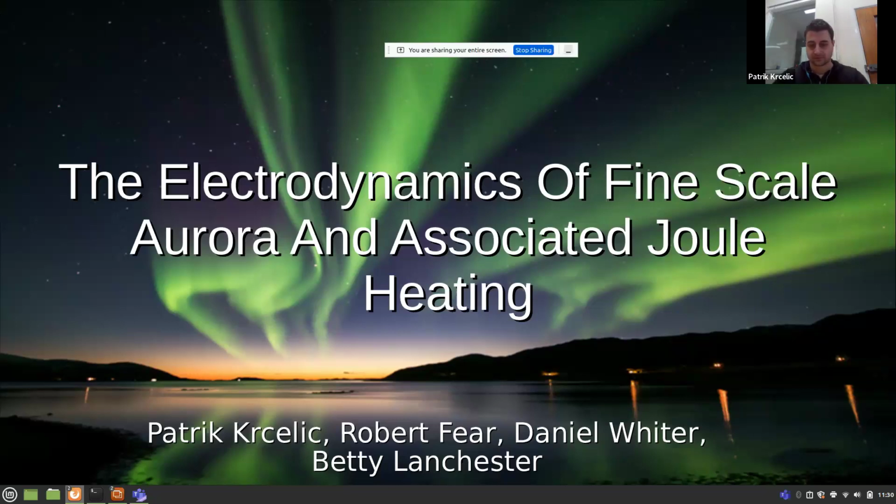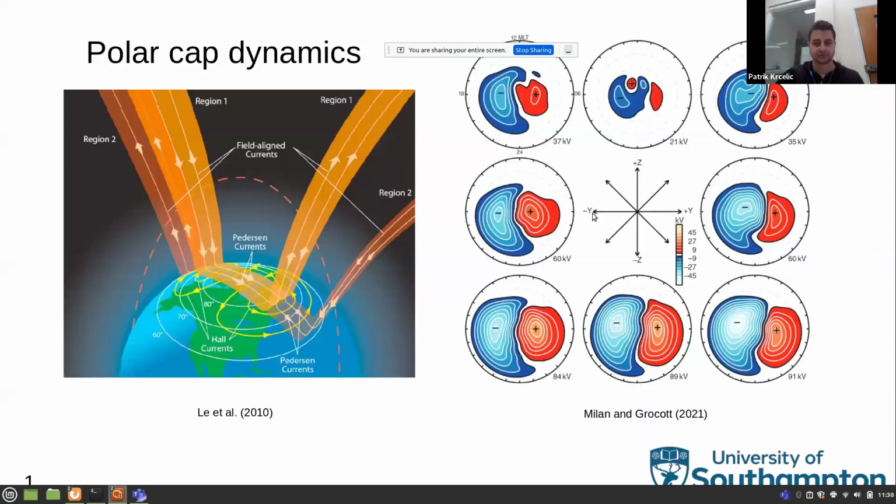So, as most of you are aware, in the polar cap there are two main things driving the dynamics. One of them is polar cap potential, shown here on the right for various IMF conditions, and we have the ion drifts along these equipotential lines. The second thing affecting the ionospheric dynamics in the polar cap is various current systems. Both of those cause the ion drifts and changes in the ionospheric conductivities.